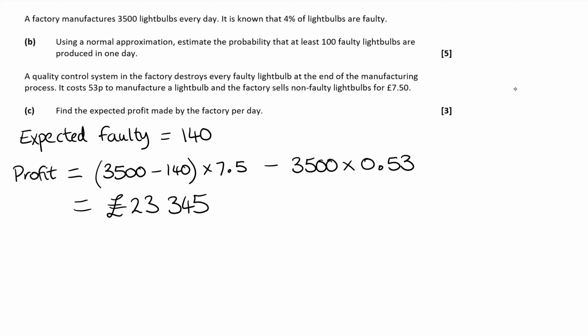23,345. Just make sure that your answer makes sense. About 20 grand sounds reasonable for a profit of about 3,500 of the light bulbs. If you're making millions off of that, that probably sounds a little bit too much. If you're making only a few pounds, that sounds too little. So just do that thing of, does my answer make sense?